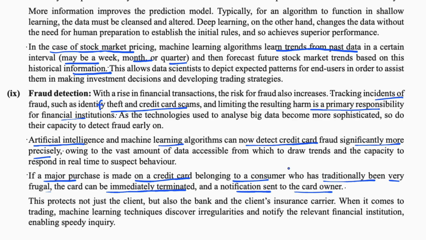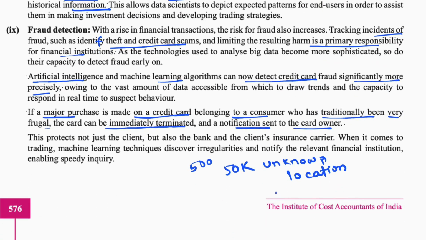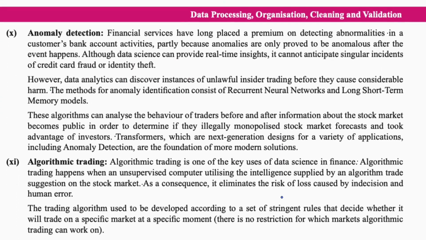For example, if you are a student who usually spends say 500 rupees daily, and suddenly there is one transaction on your card of 50,000, which is very unexpected and from an unexpected location, the AI flags it instantly as fraud and the card is blocked immediately to protect both the bank and the client.